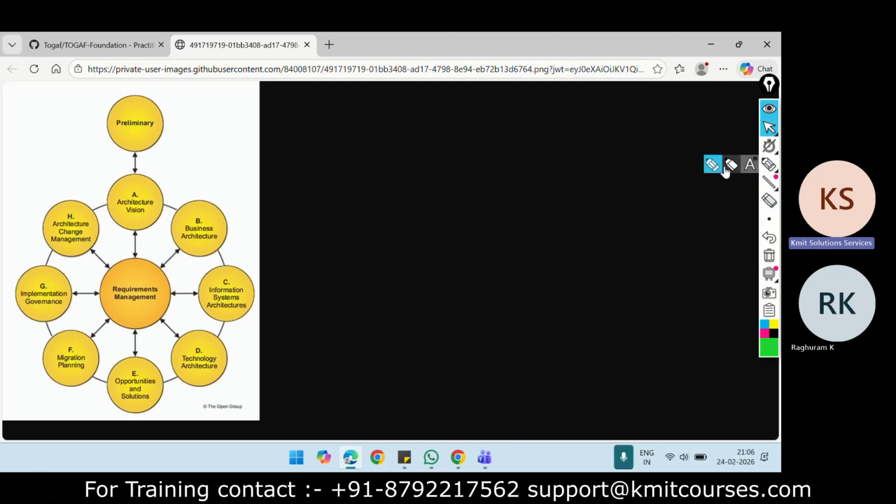Now, next, let us talk about these phases one by one. First, let us talk about the preliminary phase. Not in detail, just an overview. So this is the phase which creates the architecture capability of an organization, right? So what is it doing?